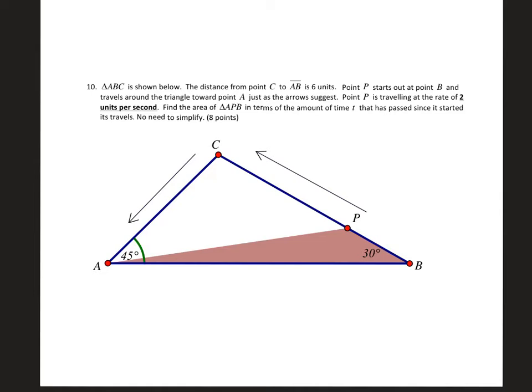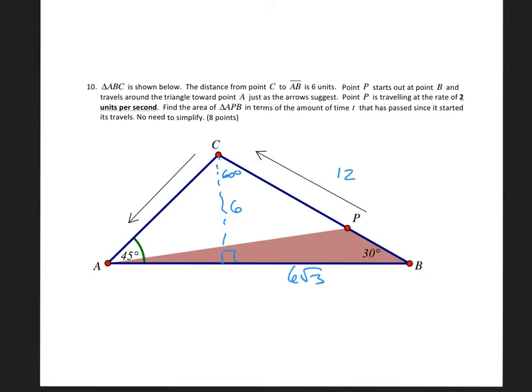We know that the distance from C to AB is 6 units. And now that creates two special triangles on the right and on the left. So on the right, I've now got a 30, 60, 90 triangle. And opposite the 30, we know is 6. So opposite the 90, or the hypotenuse, is going to be double that, or 12. And then opposite the 60, the other angle, is 6 root 3.